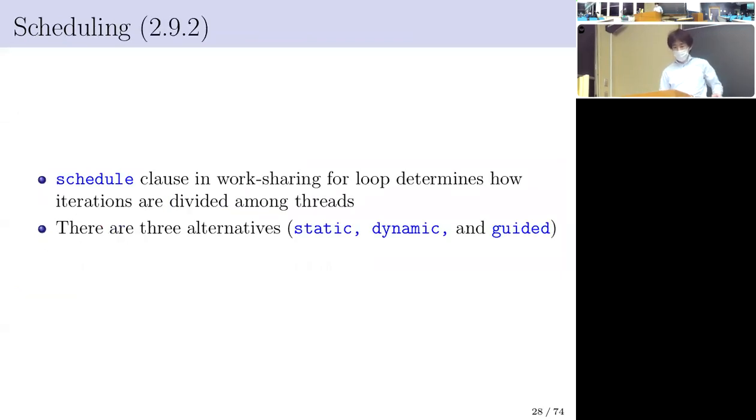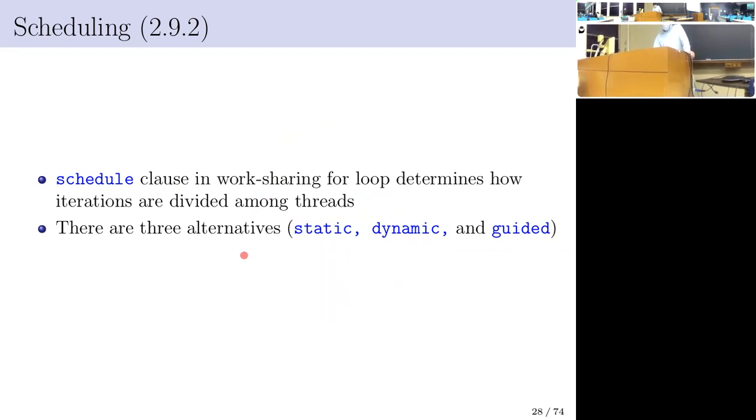Before getting into this, I'll get to the scheduling I briefly mentioned. This specifies, when you have an OMP for directive, how iterations get distributed, how these iterations get partitioned among these threads. This is specified by something called the schedule clause in a work sharing for loop. It determines how the iteration space is divided among threads.